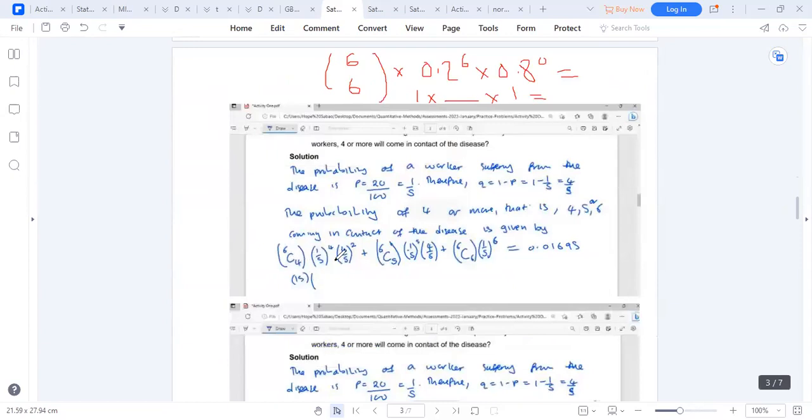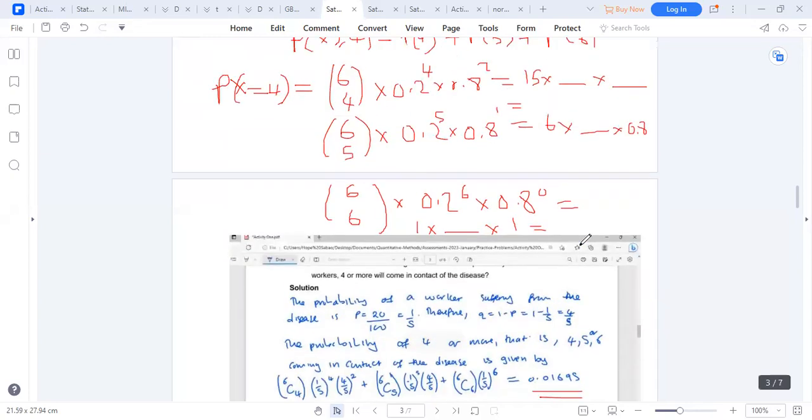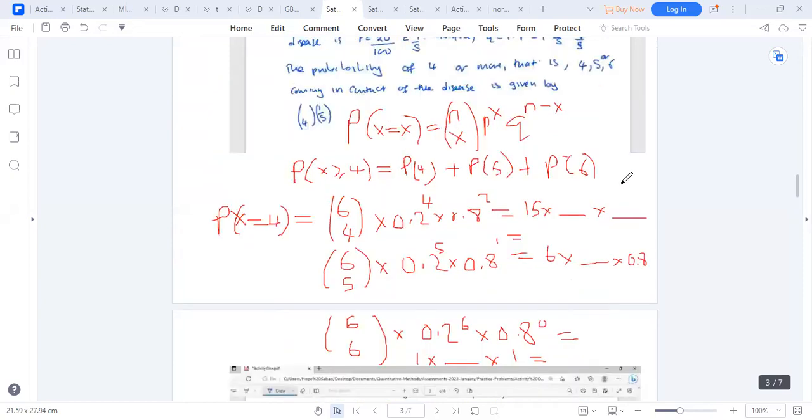So 6 combination 4 plus 6 combination 5 plus 6 combination 6. Collectively, the final answer will give you 0.01695. That is how you solve it out. Are we together? I wasted time on this. I didn't understand what to do. But now you get it right. It's a walkover.